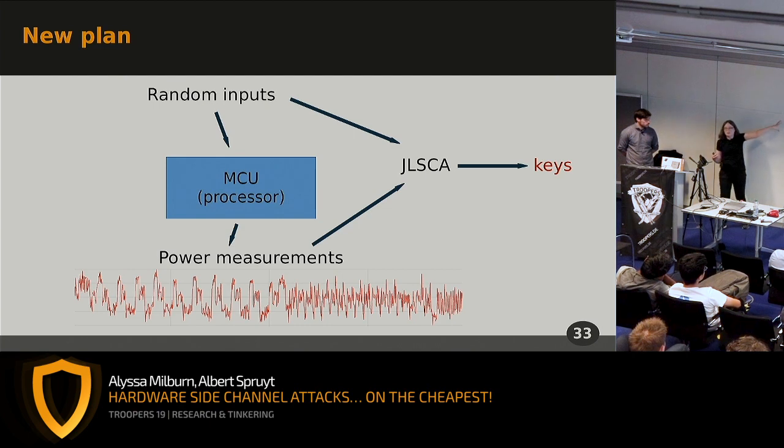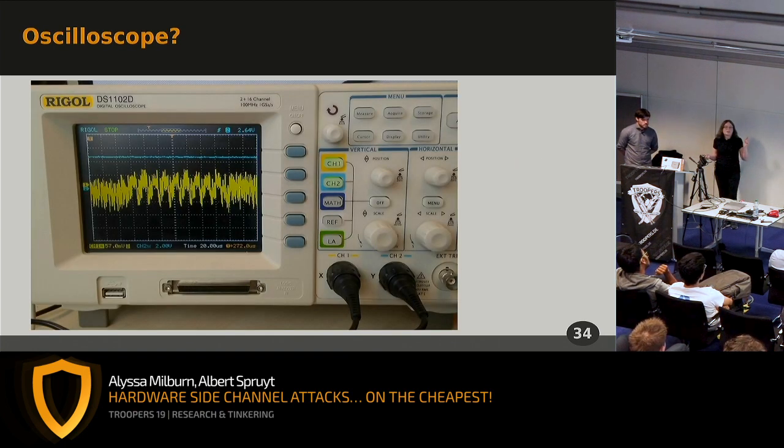So you send these random inputs to the processor. You take these power measurements. And you take these pairs of the input and the corresponding power measurement, and instead of thinking about all this best fit, first rounds of AES, you just say, JLSCA, here is some data, give me the keys. And it just gives you the keys. As you'll see in a bit, it's really that simple. Except this: you need an oscilloscope.